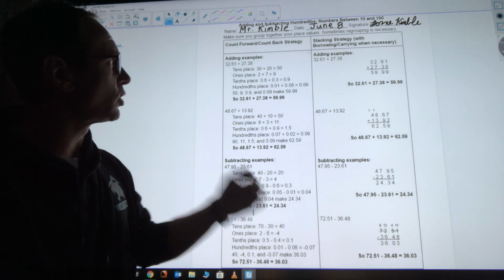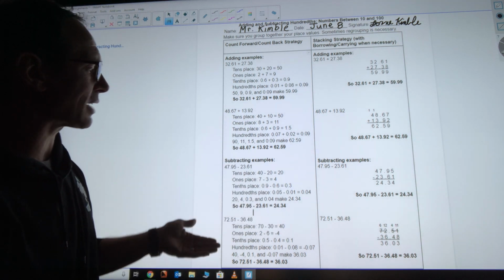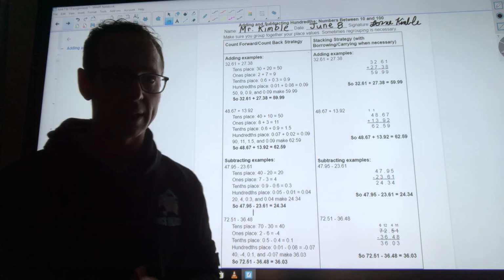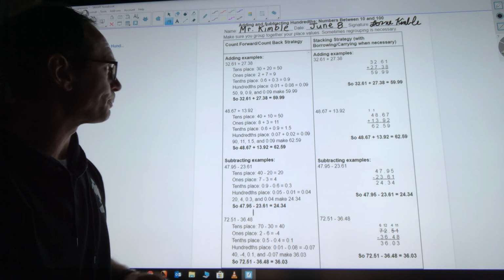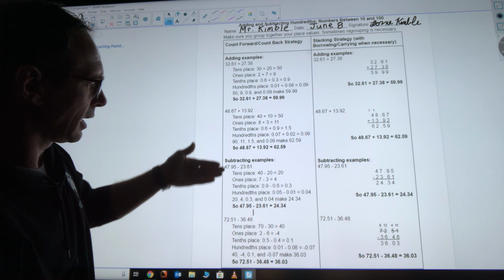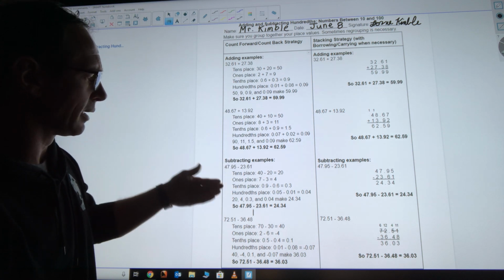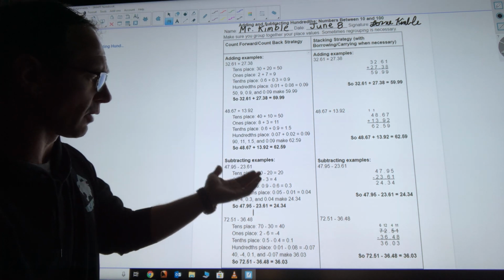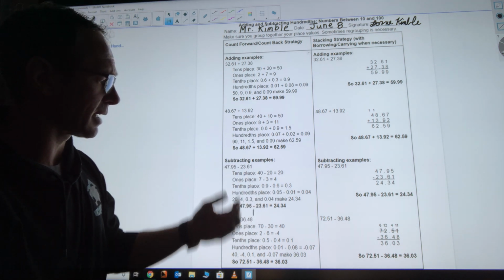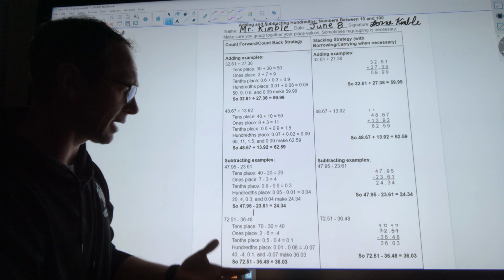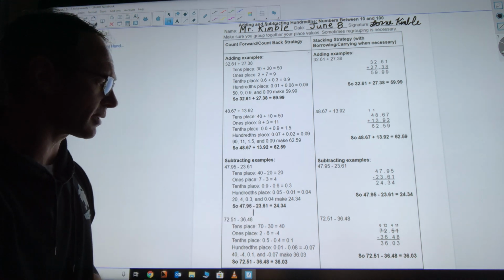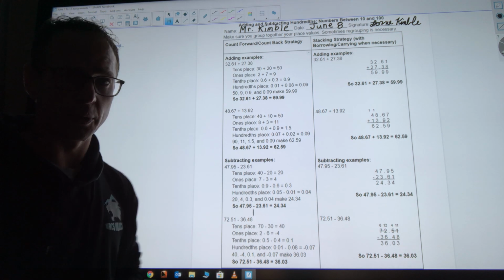For subtracting, the 2 strategies I've shown you are the count back strategy and the stacking strategy, which uses borrowing when you need that. So, for example, if I'm subtracting one that doesn't have any regrouping, it's pretty easy to just say, well, 40 minus 20, 7 minus 3, 9 tenths minus 6 tenths, 5 hundredths minus 1 hundredth. Take what I have, which would be 20, 4, 3 tenths, and 4 hundredths, and together I have 24.34.